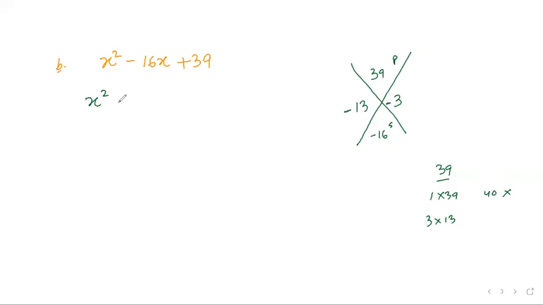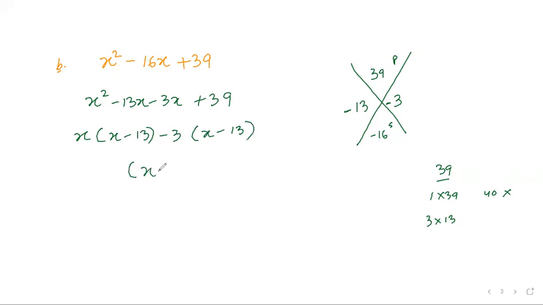So this is x square minus 13x minus 3x plus 39, right? And we take x common. So this is x minus 13, minus 3 common, so it's x minus 13 here too. The two factors are x minus 13 times x minus 3. Correct? Now we go to the next one.